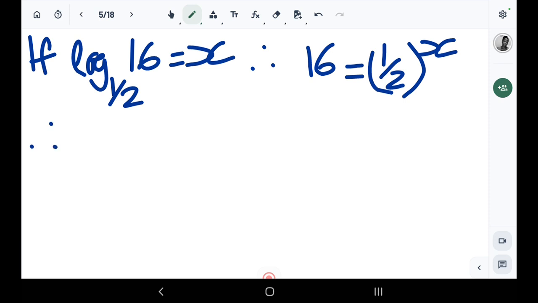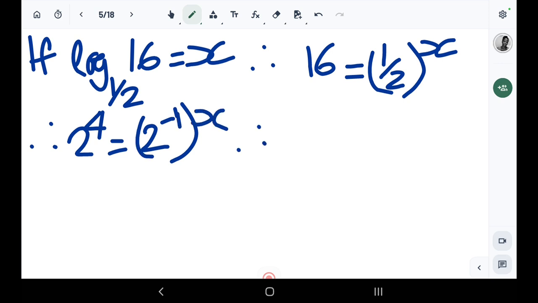Therefore, now write 16 as a power of 2. Why? Because the 1 over 2 gives me a clue as to what base I should translate 16 into. That is equal to, now 1 over 2 can also be written as 2 to the power of negative 1, all to the power of x. Using laws of exponents, 2 to the power of 4 equals 2 to the power of negative x.